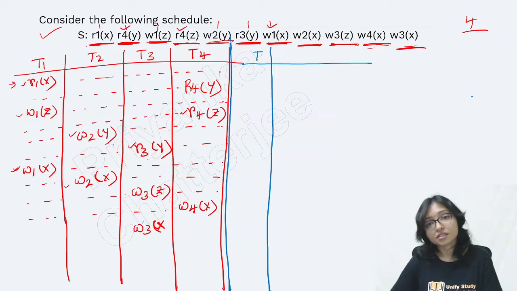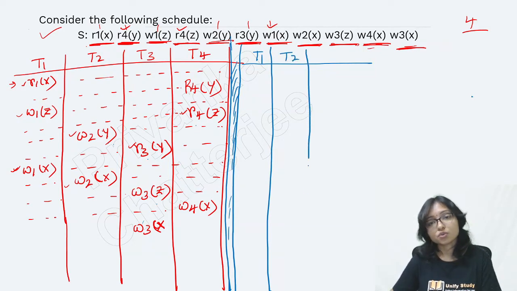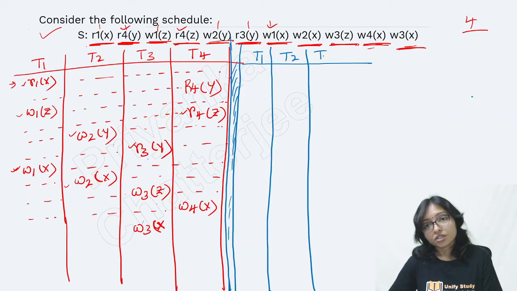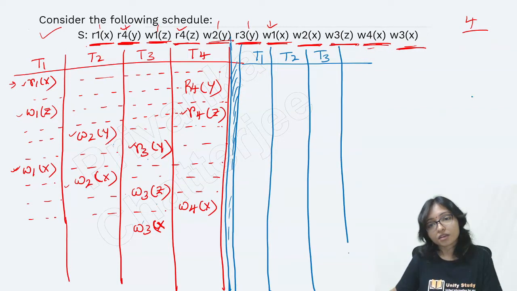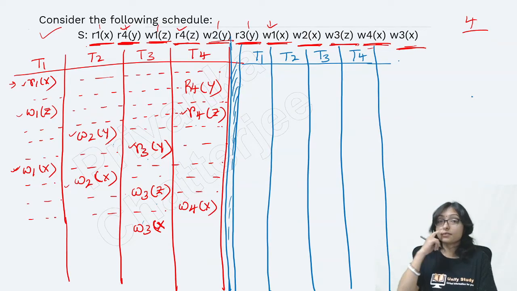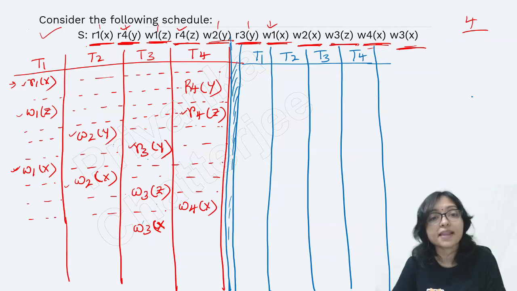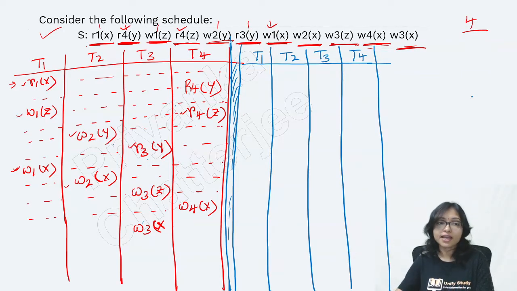Okay, this is T1. I am making a little bit of gap here so that you will not be confused. This is the next part we are doing: T1, T2, T3 and T4. Yes, I have to maintain. First of all, I have to check: is there any blind write?